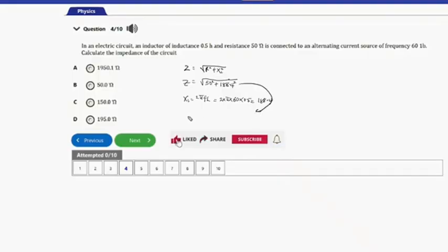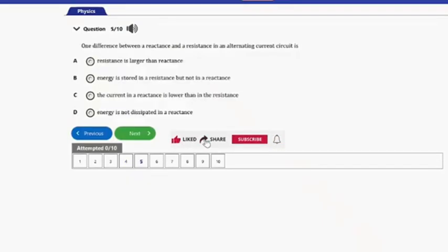So guys, when we go ahead and calculate this, we are going to have 195 per ohms. And that's it for this question. Let's go ahead and consider the next question, guys. So guys, the next question we have here is question number 5.